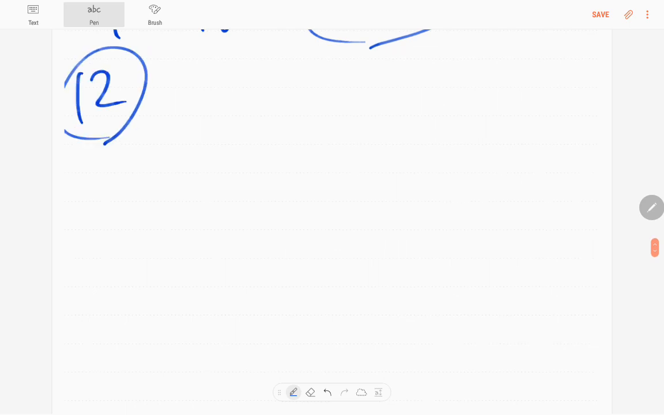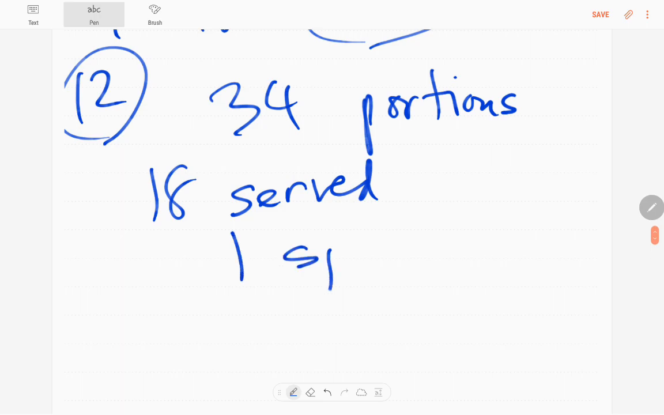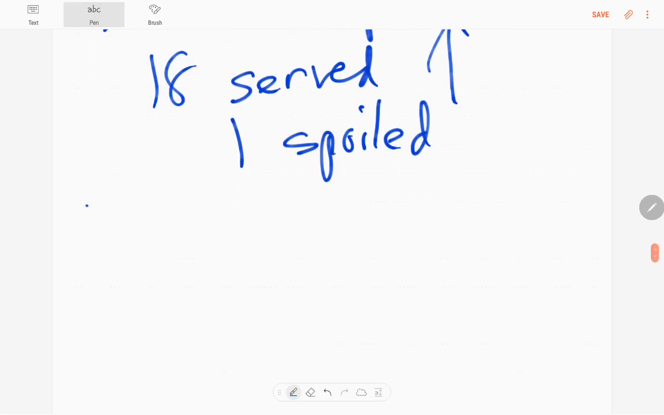A sushi restaurant has prepared 34 portions of seafood, one of which has been left out too long and spoiled. 18 of the 34 portions are served randomly to customers, but we just have one that is spoiled out of the 34 portions. What is the probability that at least one customer will receive spoiled food? So we're looking for the probability at least one spoiled is served.